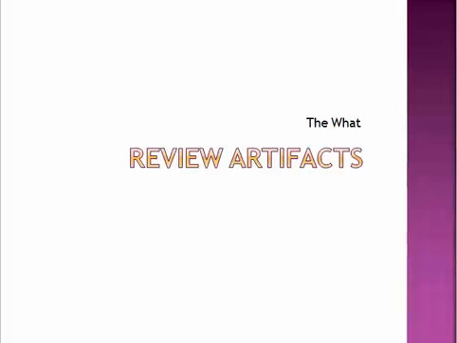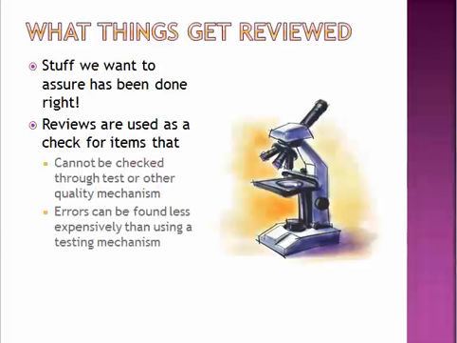A key part of the review, obviously, is the things that are being reviewed. So, what type of stuff are we reviewing? Well, generally speaking, we want to review things that can't be checked out through any other mechanism. So, if I have code and I can execute the code, then I want to test that code. I want to do dynamic test cases to check stuff out.